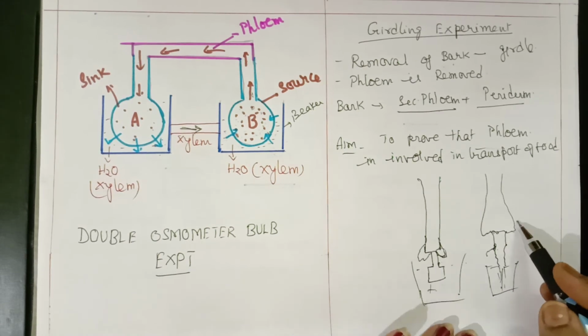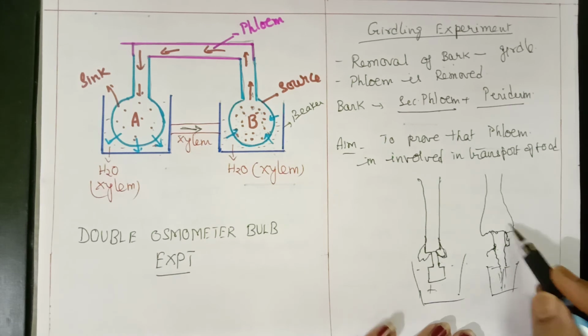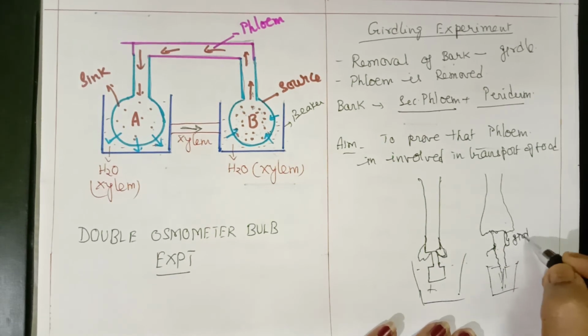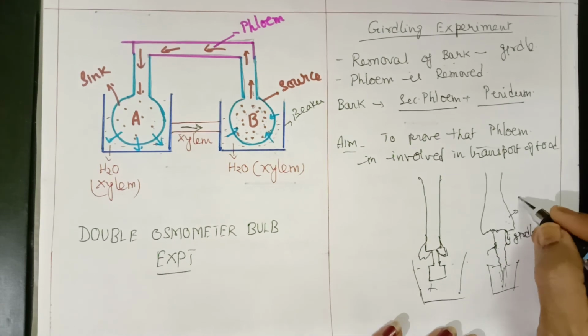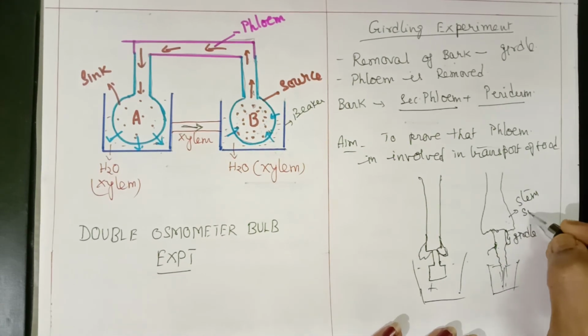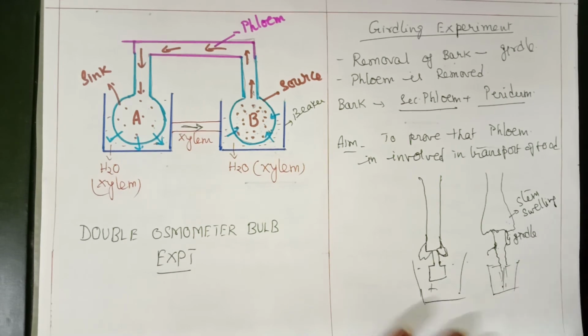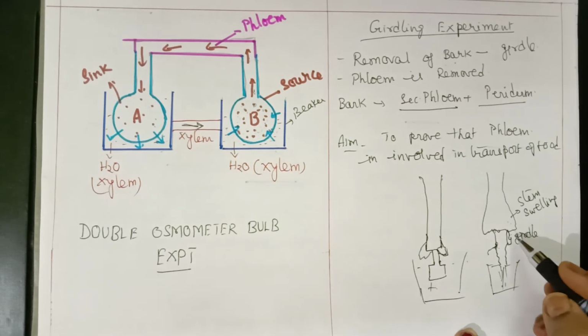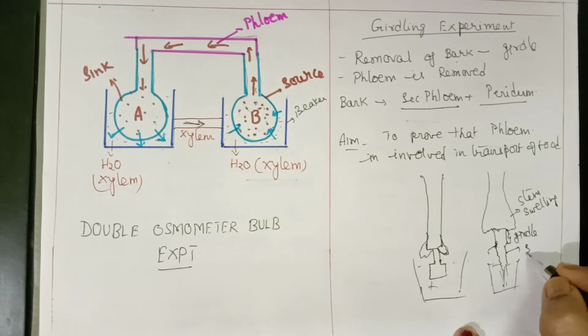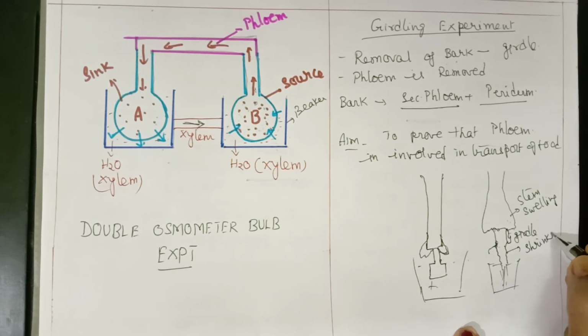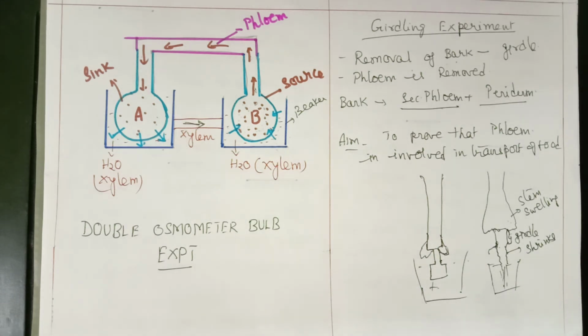So what do we observe here? Suppose this is the point of girdle. Above the point of girdle, the stem shows swelling. That means there is an accumulation of food material. And below the point of girdle, the stem shrinks. That shows that the food material is not available to the stem below the girdle. So this experiment proves that phloem helps in translocation of food material, because once the phloem is removed, there is no translocation of food.